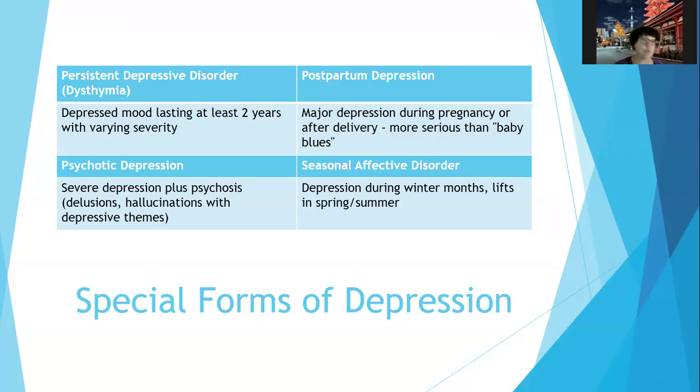So now you've got this new baby and you have postpartum depression. That's not a good combo. Psychotic depression is severe depression plus psychosis, and psychosis includes delusions, hallucinations with depressive themes, that sort of thing. So definitely that one probably needs to be treated with medication. And seasonal affective disorder is depression during the winter months, and it lifts during spring and summer. It has a lot to do with light exposure.